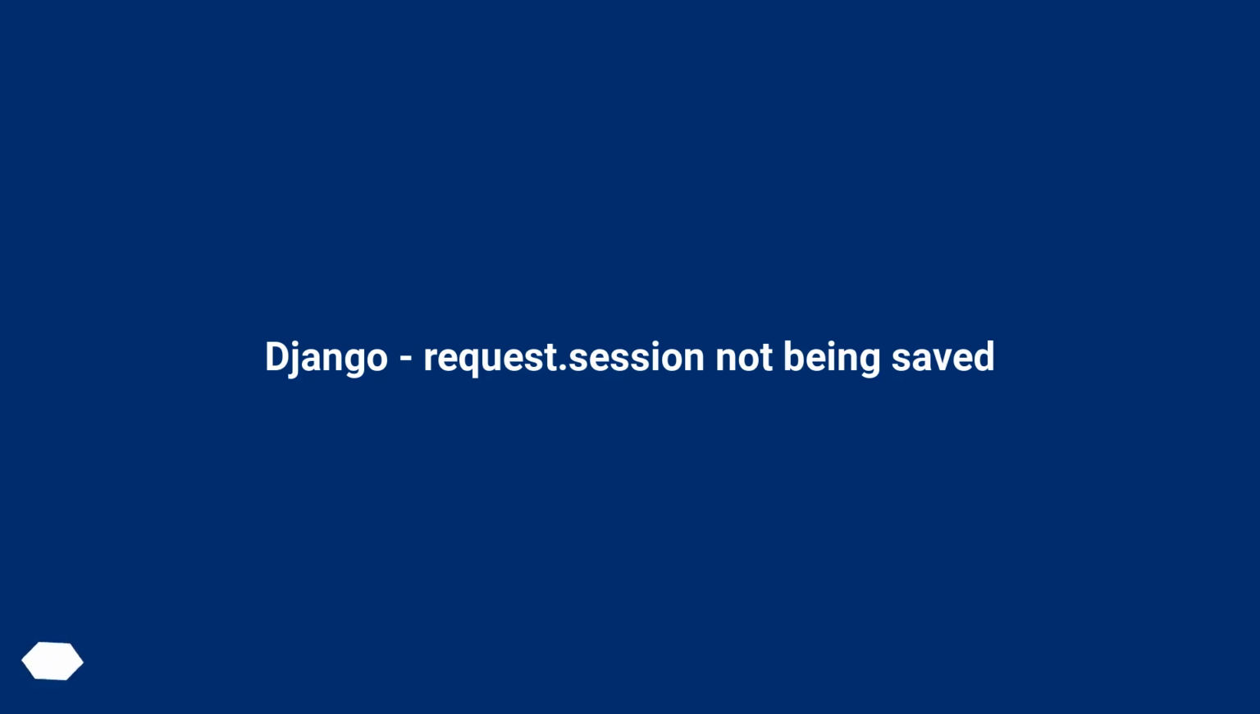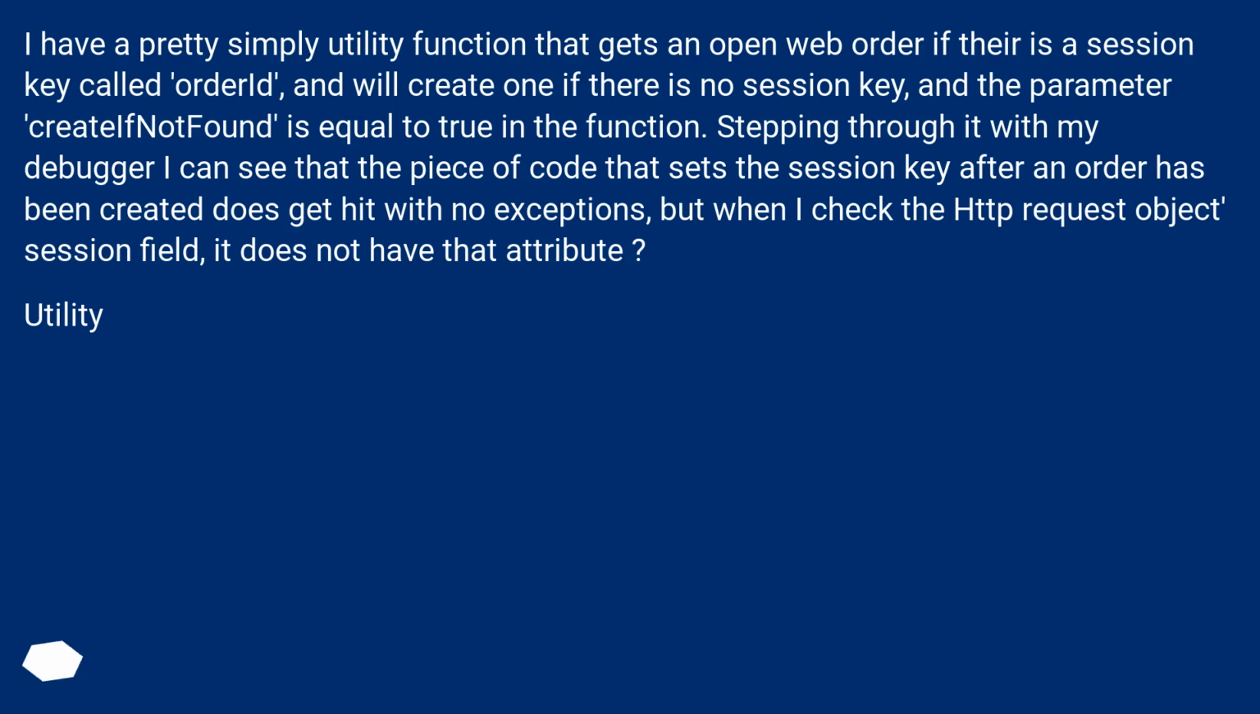Django, request.session not being saved. I have a pretty simple utility function that gets an open web order if there is a session key called ordered, and will create one if there is no session key and the parameter create_if_not_found is equal to true in the function. Stepping through it with my debugger, I can see that the piece of code that sets the session key after an order has been created does get hit with no exceptions, but when I check the HTTP request object session field, it does not have that attribute. Utility.